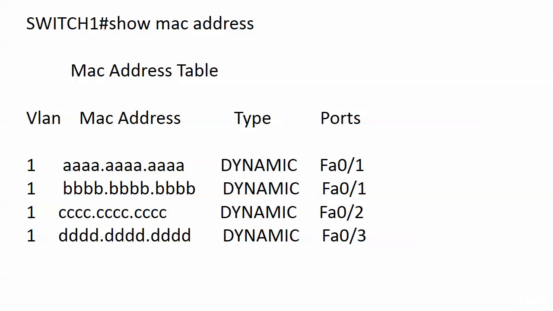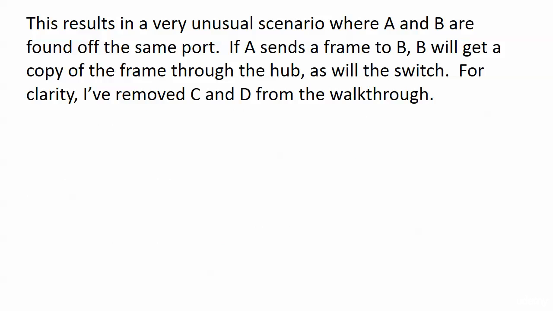We really like that. Now, after a few minutes, everybody has sent some data, and we have this MAC address table where all of the 4 hosts have been heard from, all dynamic entries, and the very unusual circumstance of hosts A and B being found off the same port because of that hub. This is a very unusual scenario, but it helps to illustrate that other frame decision, the frame forwarding decision. Because if A sends a frame to B right now, B is going to get a copy of the frame through the hub, because what is the hub? It's a multi-port repeater. That's all it is. The switch will also get a copy. So what's going to happen now?